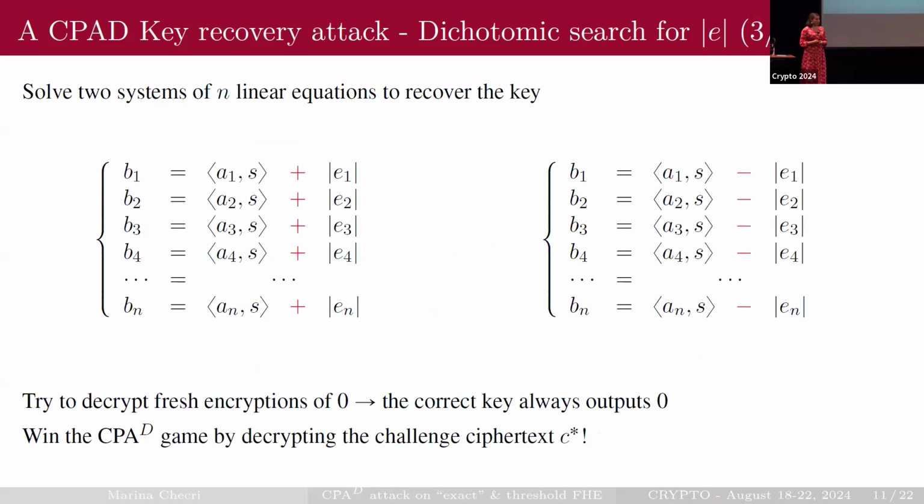And we only are left to solve two linear systems, one for each sign hypothesis, getting two candidate values for the secret key. And we can determine which one is the correct one by simply asking for a few more encryptions of 0, trying to decrypt them. The correct one will always output 0. And once we have the correct key, we just trivially win the CPAD game.